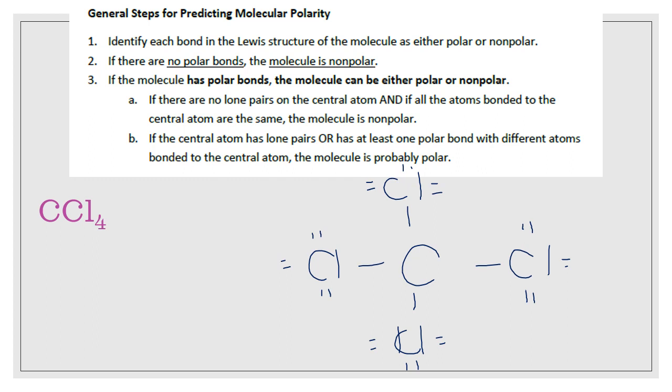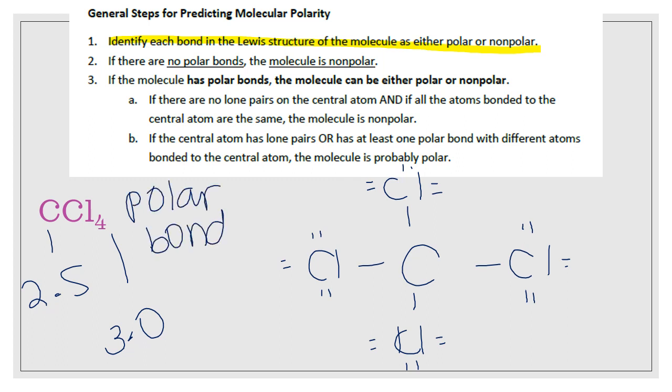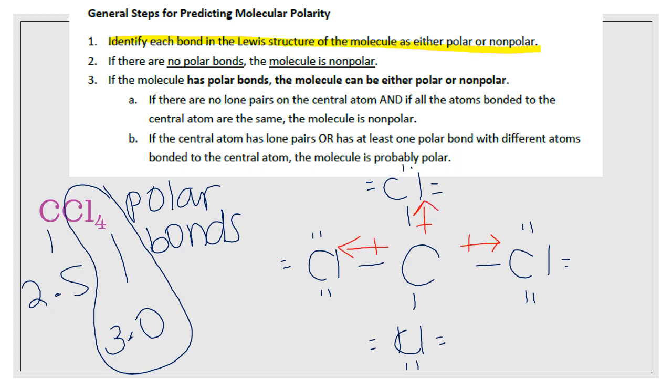Okay, so let's look at step 1. Identify each bond in the Lewis structure as polar or nonpolar. I go to my table. Carbon has an electronegativity value of 2.5, chlorine 3.0, so these are polar bonds. Chlorine's the more electronegative one, so I'll draw my symbol with the arrows pointing towards chlorine. Okay, so my molecule has polar bonds. It can be polar or not polar.